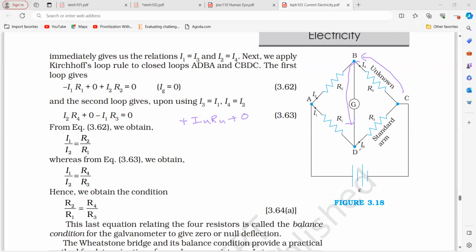Now we are going from D to C. Now this point D is at higher potential and this is at lower potential. So when you will be doing VC minus VD, potential C का कम है, D का ज़्यादा है, so we will be getting a negative value. That's why it should be minus I3 R3, and summation of all the potential drops will be equal to 0 because loop पूरा हो गया है, closed loop है.